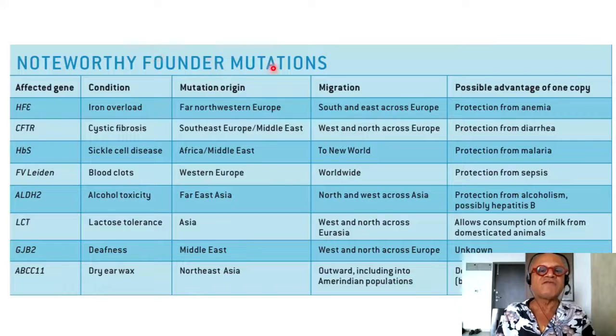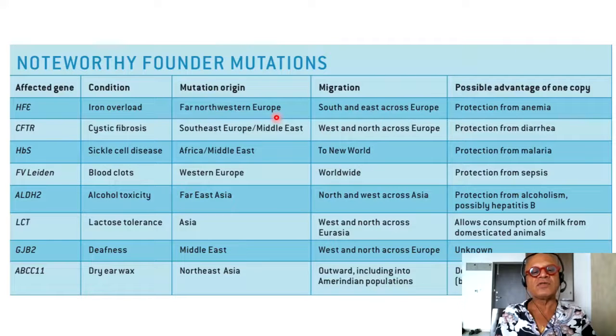So noteworthy founder mutations here, I won't read the gene names, but conditions like iron overload, cystic fibrosis, sickle cell disease, blood clots, alcohol toxicity, some ethnicities cannot digest alcohol, lactose tolerance, I've probably heard of lactose intolerance a lot, deafness and dry earwax. The mutation origins are very different as well.